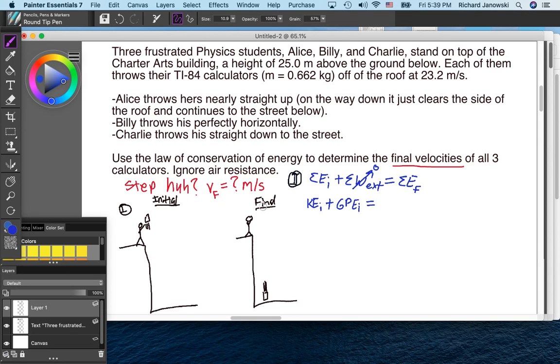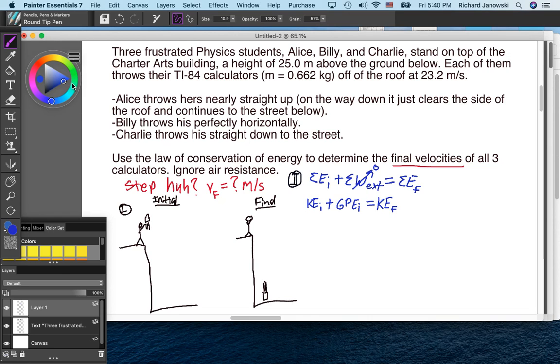So look at your final sketch and ask yourself 3 questions. First question, is it moving? Yep, there are still speed lines. So that means KE final is going to be something. Second question, is it at a height greater than 0? No, it's at its lowest height, so we would call this height 0. We would call this height over here 25 meters. But in the final, it's at a height of 0, so we don't have to worry about GPE. And there's still no spring, so we don't have to worry about EPE. So we're done with that.